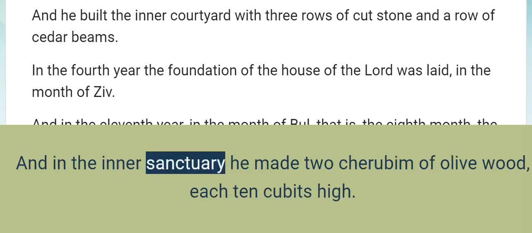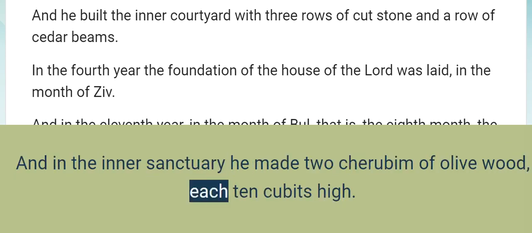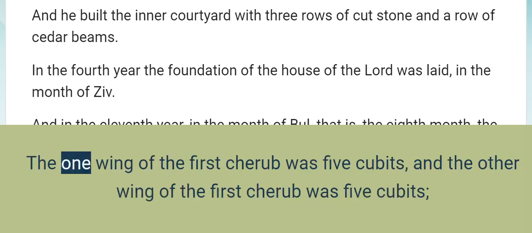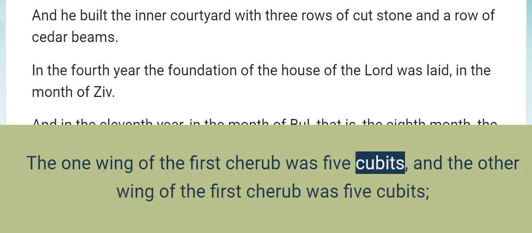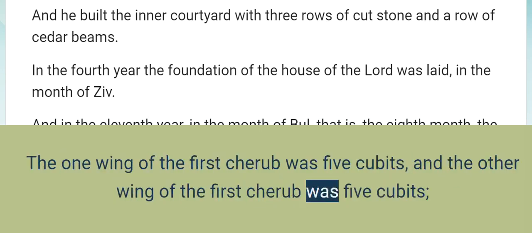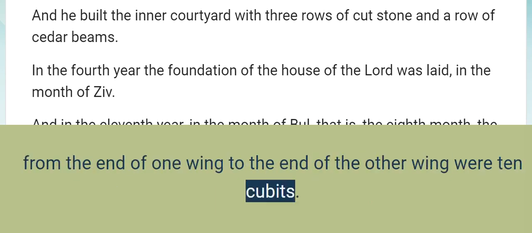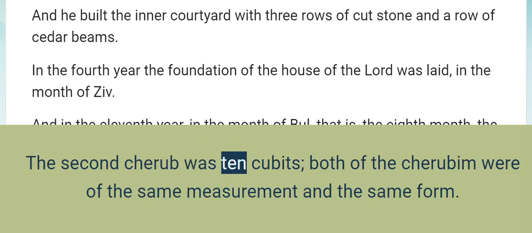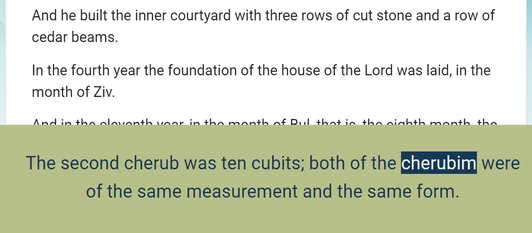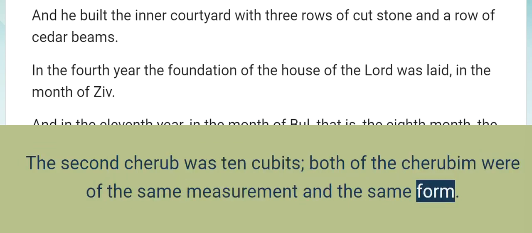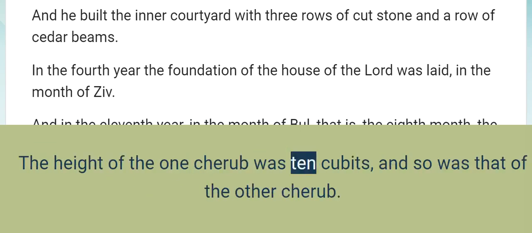And in the inner sanctuary he made 2 cherubim of olive wood, each 10 cubits high. The one wing of the first cherub was 5 cubits, and the other wing of the first cherub was 5 cubits. From the end of one wing to the end of the other wing were 10 cubits. The second cherub was 10 cubits. Both of the cherubim were of the same measurement and the same form. The height of the one cherub was 10 cubits, and so was that of the other cherub.